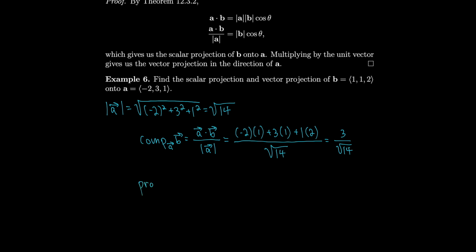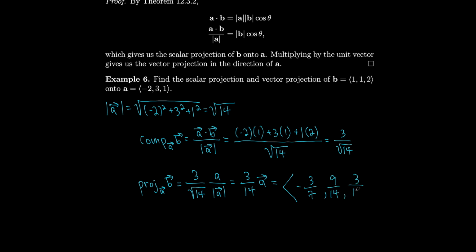So we just have to take the unit vector of A and multiply it by how long it's supposed to be. So we get 3 over the square root of 14, as we calculated, is how long it's supposed to be. We want to multiply that by the unit version of A, so that's A over its length, which is just 3 over 14 without the square root, because we already know the length of A is square root of 14, so the square roots cancel, times the vector A. So that's minus 3/7, 9/14, and 3/14 as the components of the vector projection of B along A.